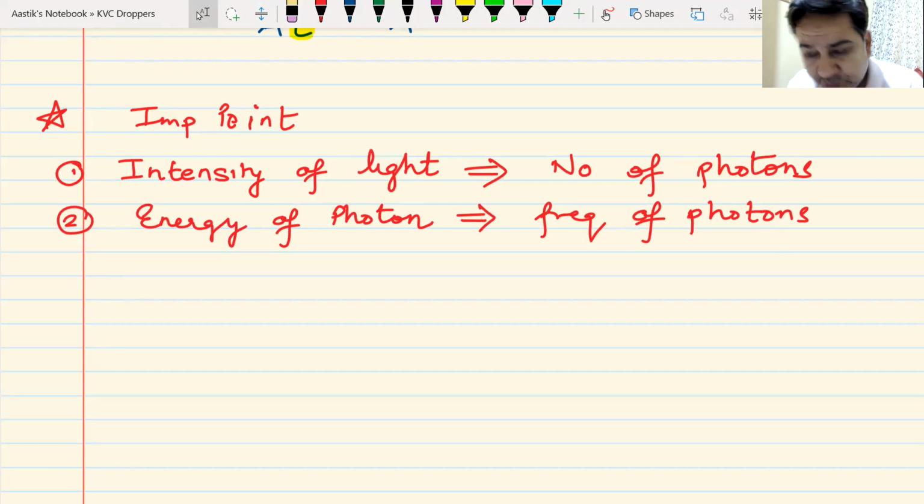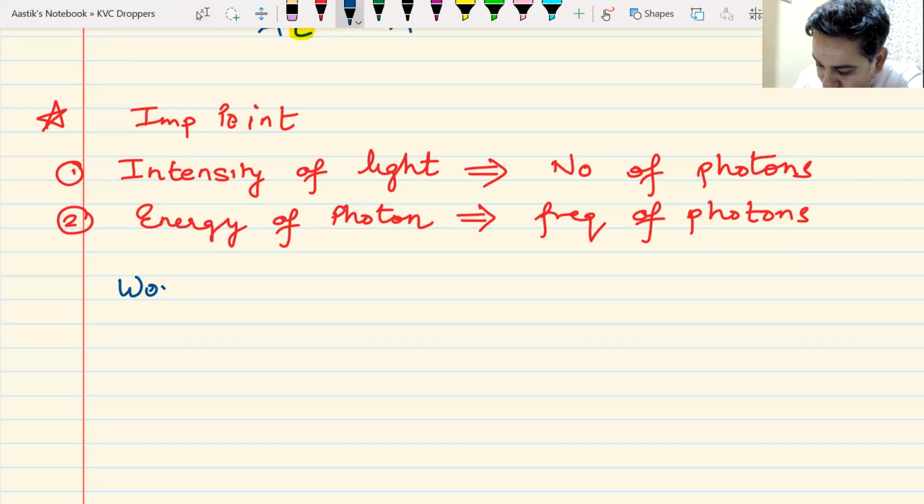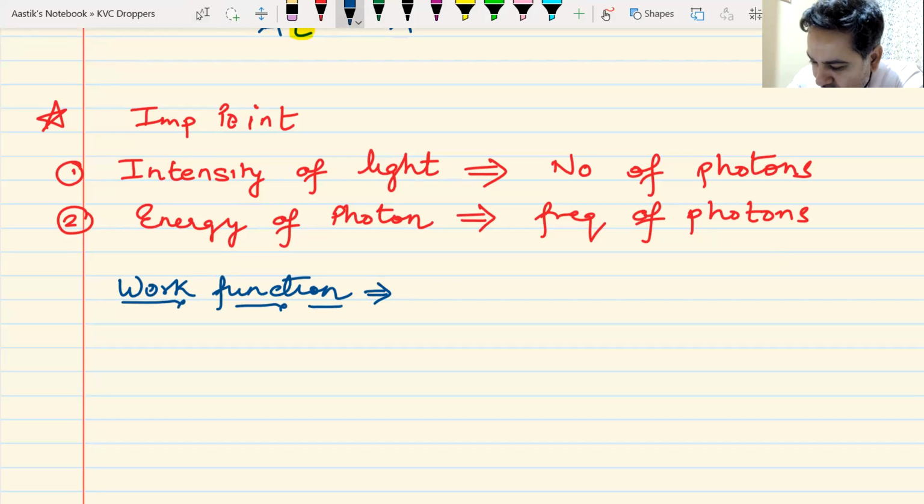Do you see my screen? Okay. The next thing that we should understand before going any further is something known as work function. We can call it W naught or W. Ever heard this term, work function?